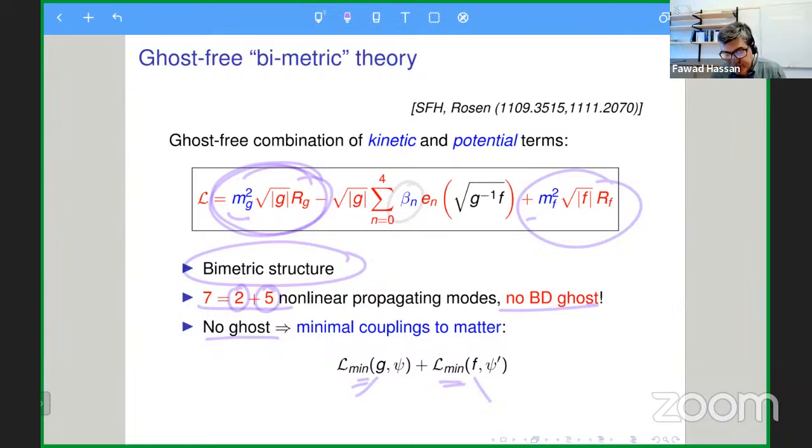Okay, which of course from the point of view of dark matter is quite reasonable, because dark matter, we have only seen dark matter in the gravitational sector. Okay, so this is about matter couplings.